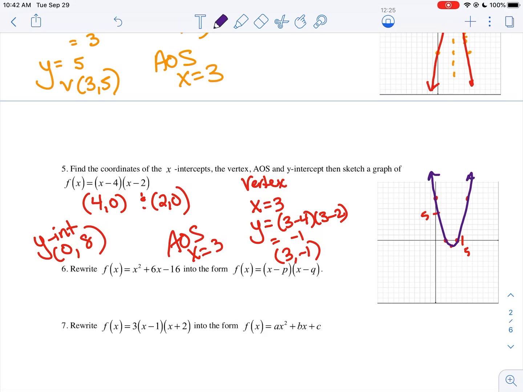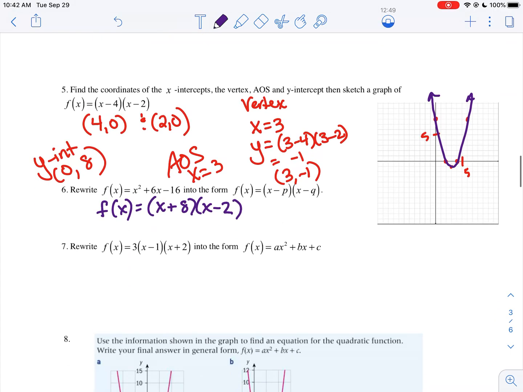All right, number 6, if you need help with this one, f of x equals x squared plus 6x minus 16, and we want to put it in the intercept form. Well, all that means is factor it. So you're looking for 2 numbers that multiply to negative 16, but add to 6. So I think that's positive 8 and minus 2. That's it.